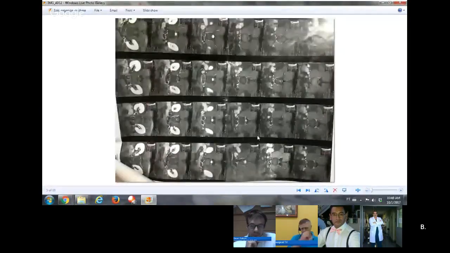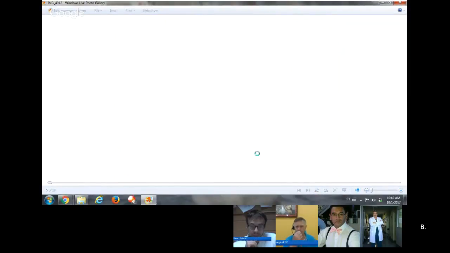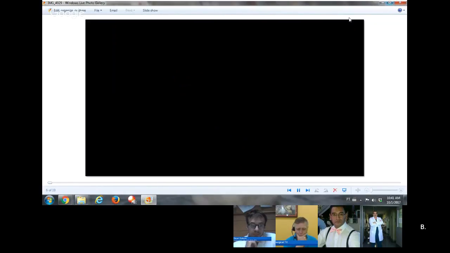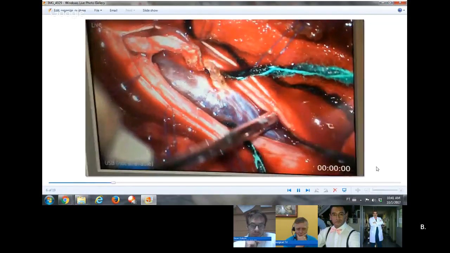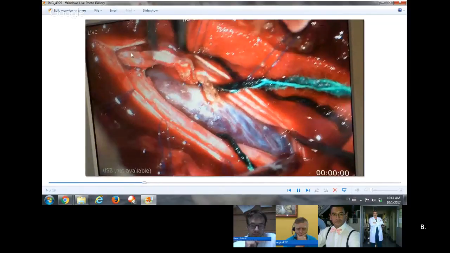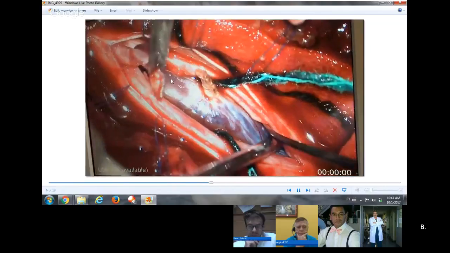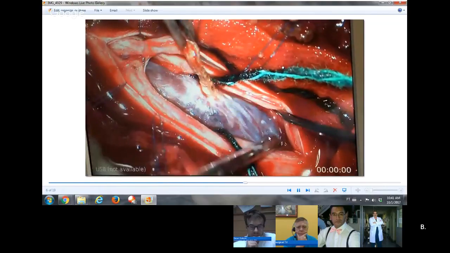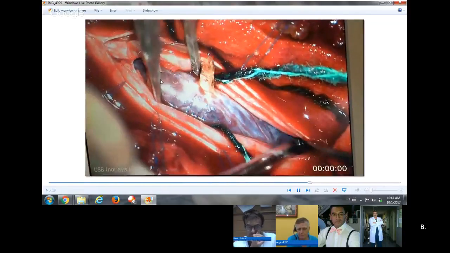And this is the video. So here are the nerve roots. Here is the proximal filum, and this is the lesion. This is the mass. Are you seeing? Yes, very good. Yes, this is the filum.